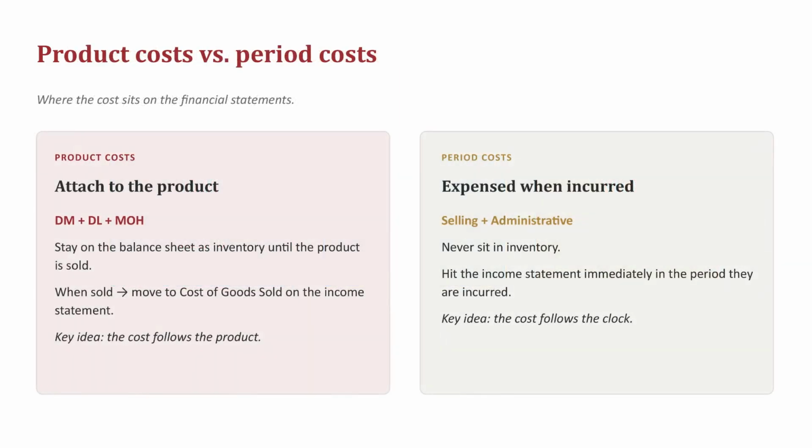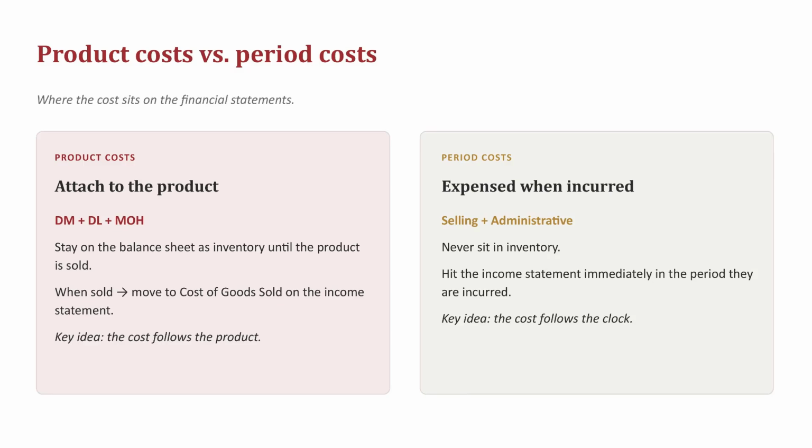Here is the distinction that connects cost accounting to the financial statements. Product costs, direct materials, direct labor, and manufacturing overhead attached to the product. They sit on the balance sheet as inventory until the unit is sold. Only then do they become cost of goods sold on the income statement. Period costs, selling and administrative expenses, are expensed immediately when incurred. They never sit in inventory.